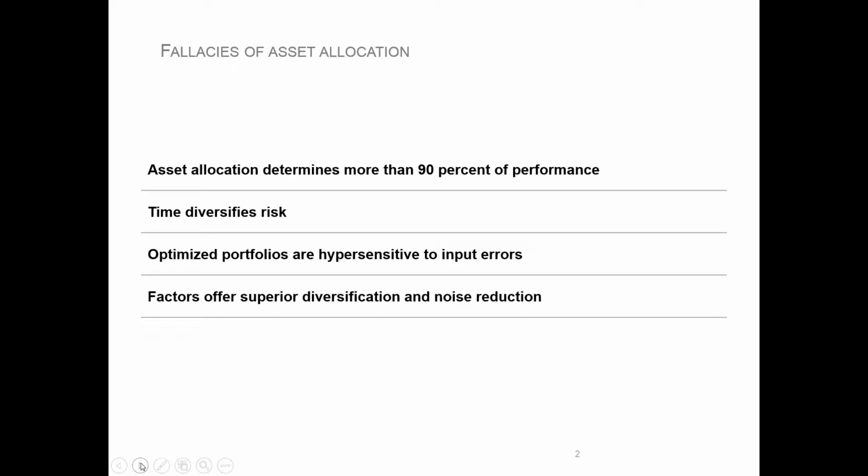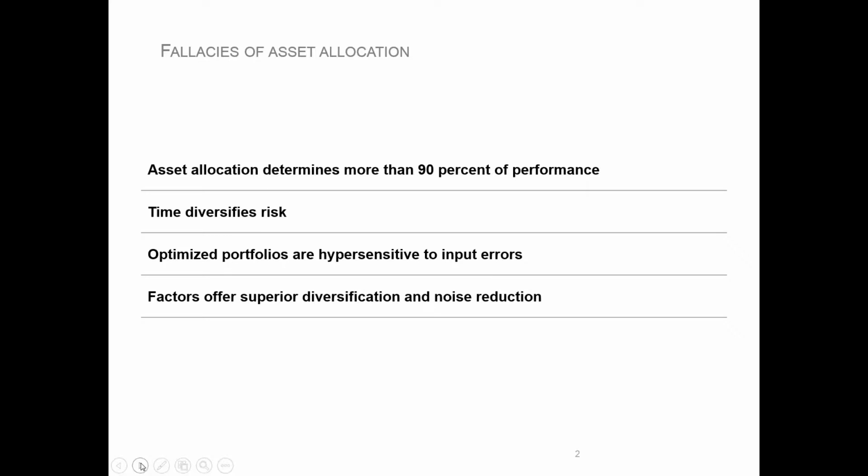It's interesting that there's so much interest in the notion of the importance of asset allocation, because that's the first fallacy that I'm going to address. The fallacy is that asset allocation determines more than 90% of performance. This fallacy came about because of an article that was written in 1986 by Gary Brinson, Randy Hood, and Gil Beebower.